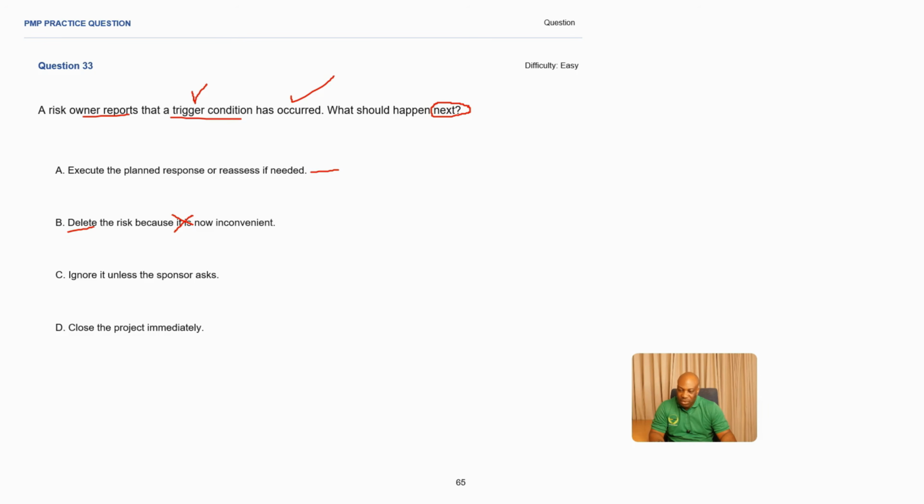You don't ignore issues or risks in a project environment. You have to confront the risk. You need to confront the issues in a project environment, making this incorrect. Then on D, close the project immediately. You don't close the project because there's a risk. All right, that is the trigger condition is okay. So making this incorrect answer.